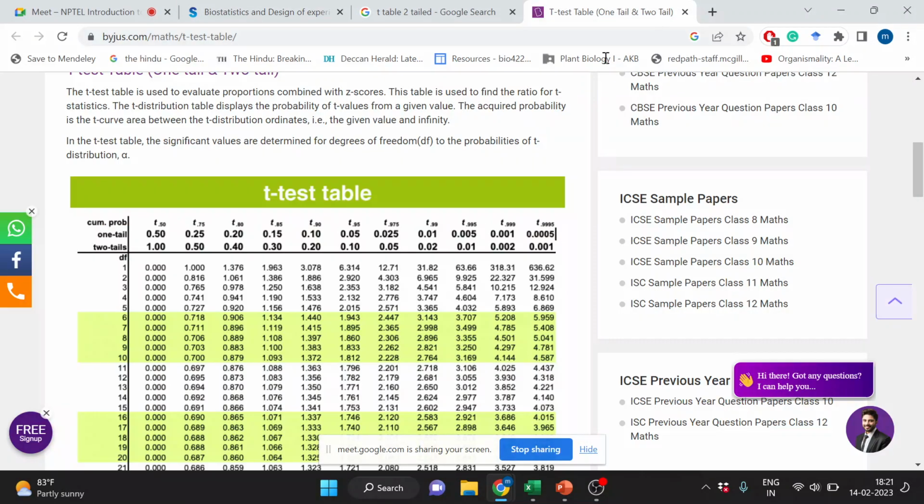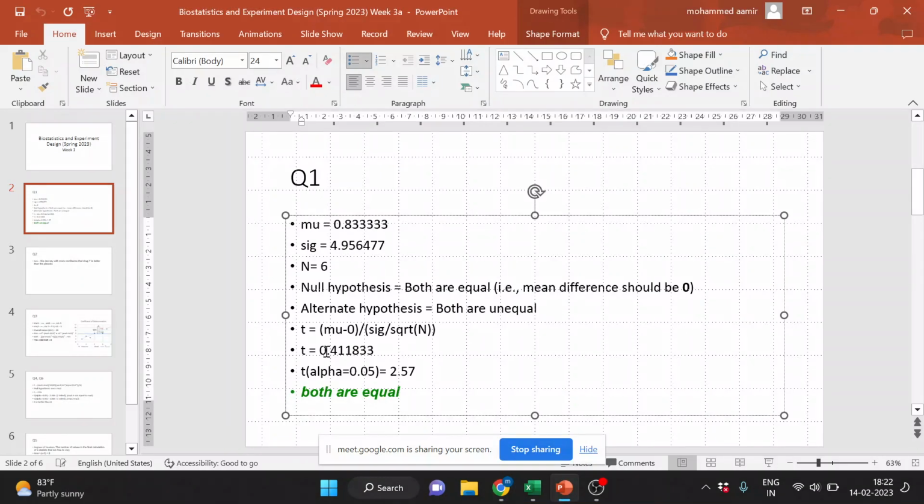Now why are 5 degrees of freedom important? When you look up the t table, for 0.05 two-tailed significance, the value for 5 degrees of freedom is 2.571. So for a t value of 2.571 or greater, the test is significant. What is the value that we obtained here? 0.411. That is much lesser than 2.571. So you don't reject the null hypothesis. What was the null hypothesis? Both are equal. So you fail to reject the null hypothesis.